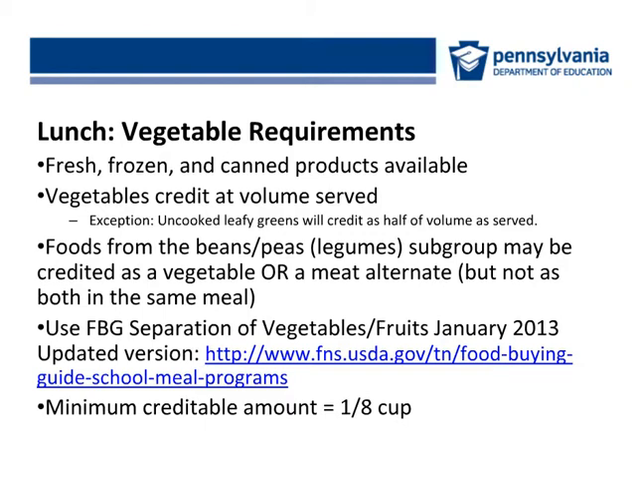Full-strength vegetable juice blends that contain veggies from the same subgroup may contribute toward that vegetable subgroup. However, vegetable juice blends containing vegetables from more than one subgroup may contribute only to the additional vegetable subgroup. Cooked dried beans or peas and legumes may be counted as either a veggie or as a meat alternate, but not as both in the same meal. Like juice, 1/8 of a cup is the minimum amount of vegetables that may be credited towards the daily vegetable requirement. And again, be sure to use the updated separation of vegetable and fruit section of your Food Buying Guide, updated in January of 2013. The updated information can be found by using the link that's provided on this slide.